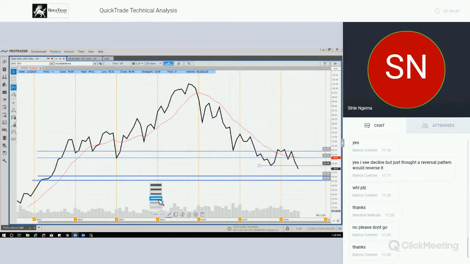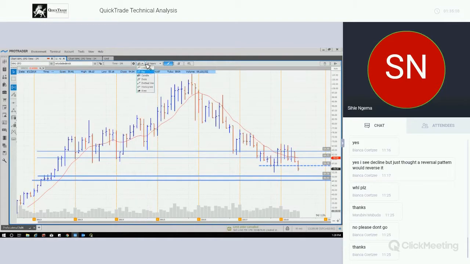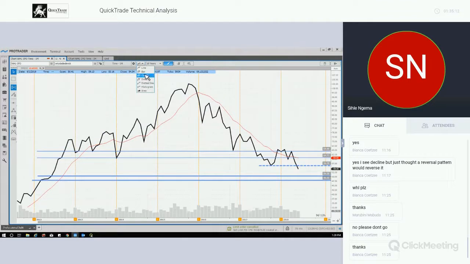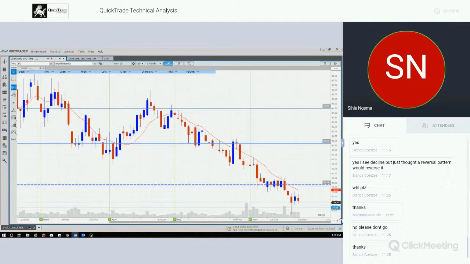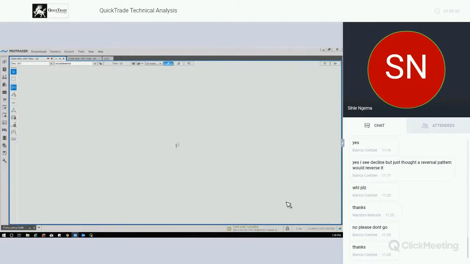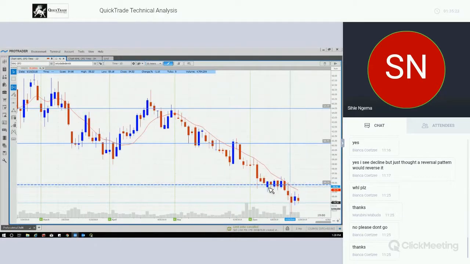Okay, let us get another line here at this turning point. I'm going to mark 56.28. 56.28 is our resistance currently on Woolworths. Let's check if that is true. We'll use the daily time frame now.